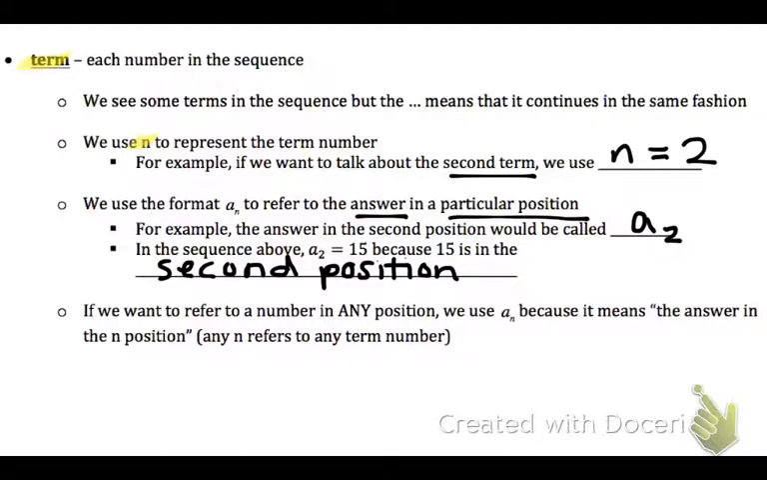If we want to refer to a number in any position, we use a sub n because it means the answer in the n position. Any n refers to any term number.